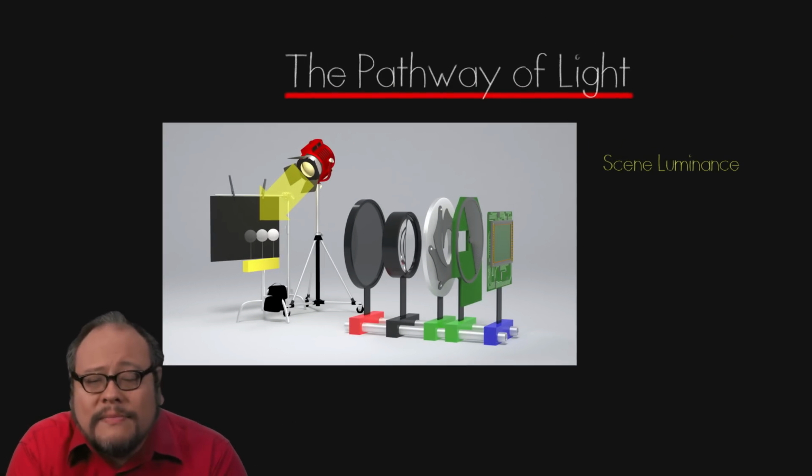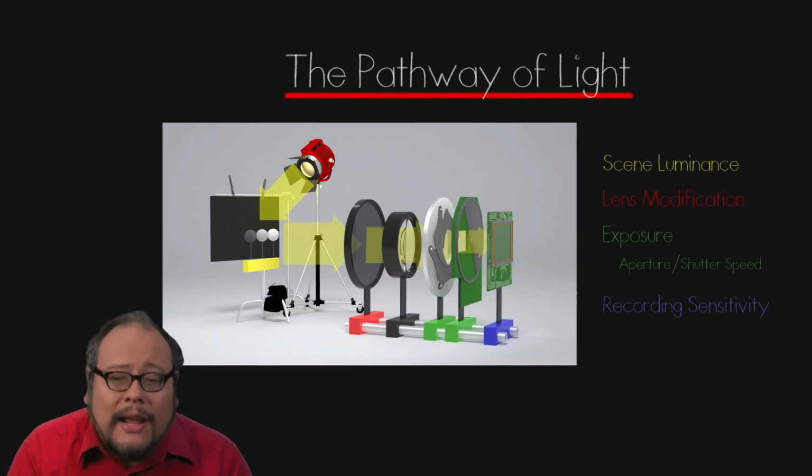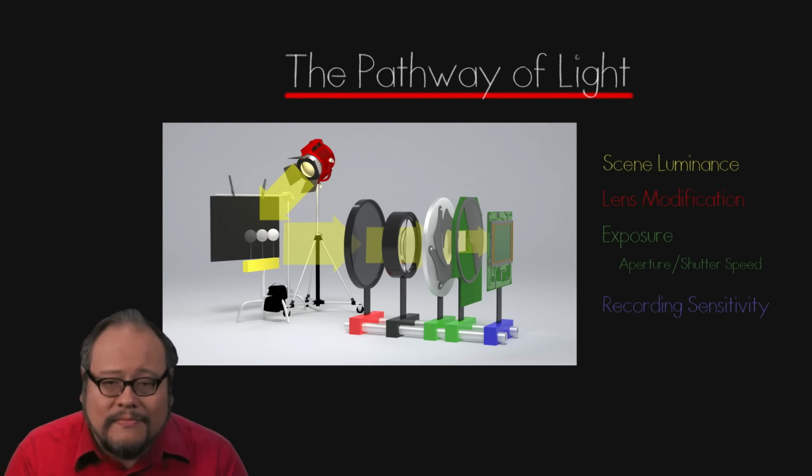Now, though we are using precise numbers, ultimately exposure is about producing art. You can overexpose or underexpose to your taste. The meter is just there to give you more information to base your creative decisions. From scene illumination, lens modification, exposure, and sensor sensitivity, each of these aspects of the pathway of light are crucial to creating the final image. Ultimately, it all boils down to one relatively simple equation.